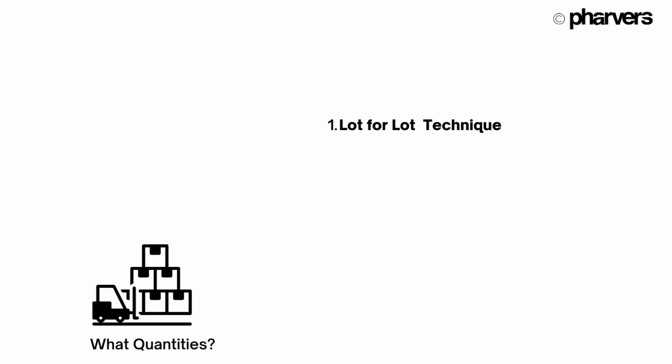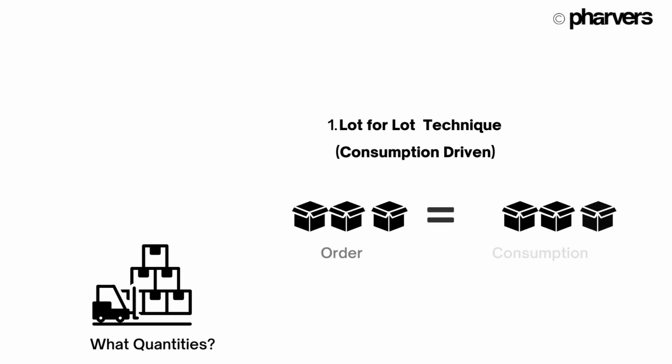The lot-for-lot technique can also be referred to as consumption-driven ordering, and it is a method where medicines are ordered based on net current requirements. As the pharma supply chain manager, you do not order more or less medicines than what the consumption indicates. This technique is used in situations where there is high variability in demand for the medicines that you trade in.